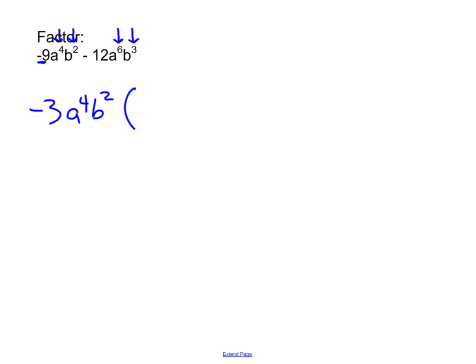And so then we take a look to see what we have left when we factor this out. So negative 9 divided by negative 3 is 3. If I take all 4 of the a's out, then I don't have any a's left. If I take both of the b's out, there's no b's left. So that's it for my first term. Now we'll take a look at the second term. Negative 12 divided by negative 3 is a positive 4. And if I take 4 of the a's away from 6 of the a's, I'm left with 2 a's. And then 2 of the b's away from 3 of the b's, I'm left with just 1 b. And that's it.